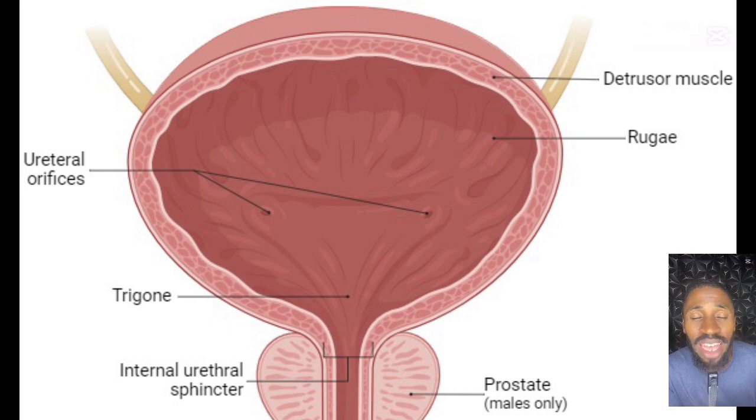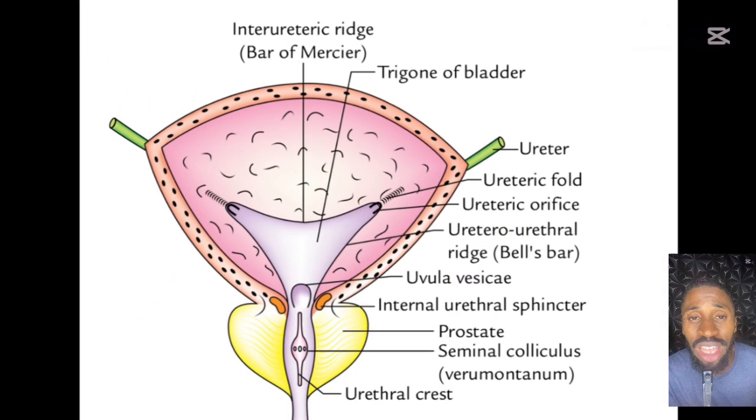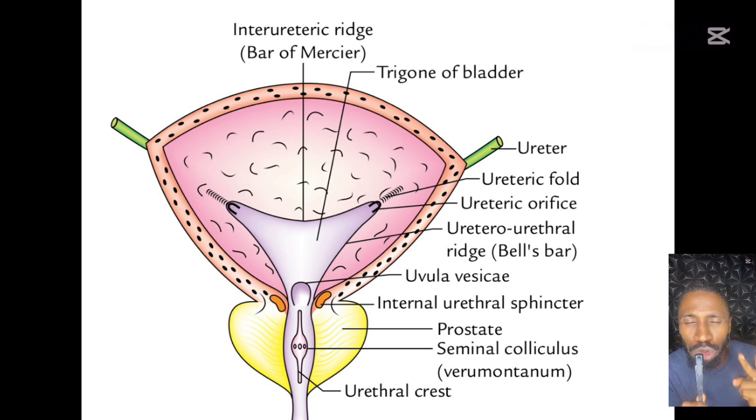The trigone vesicae is the triangular space in the bladder that connects the entrance orifices, which are the ureteric orifices, and the exit of the bladder, which is the urethral orifice. So they form a triangle called the trigone of the bladder. The first two orifices you see are the ureteric orifices, where urine comes from the ureter into the bladder.